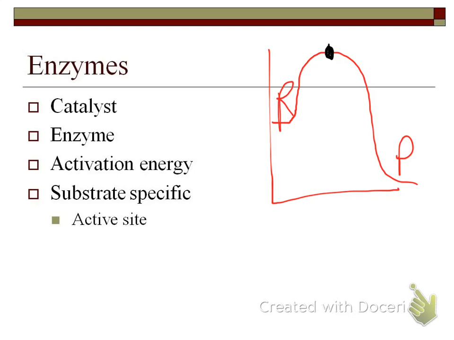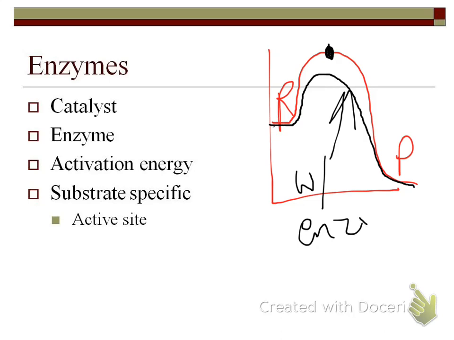Well, that's where enzymes come along. Let's say the red line is without enzymes, and what happens is it does that. This black line right here is with enzymes. That's the difference in height. It doesn't work faster. It just works at a lower amount of energy. So it's more efficient? It's more efficient, exactly. Enzymes basically make your body more efficient.